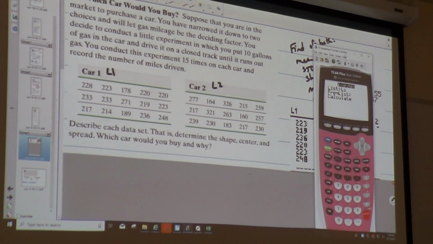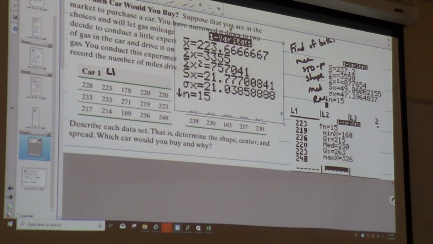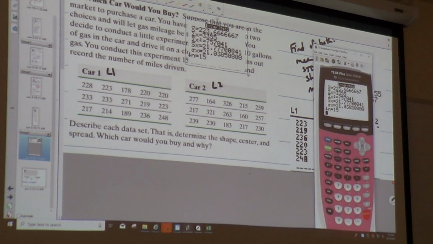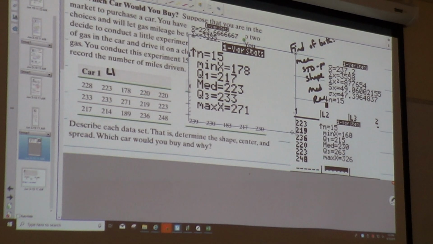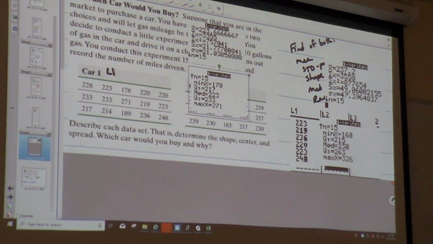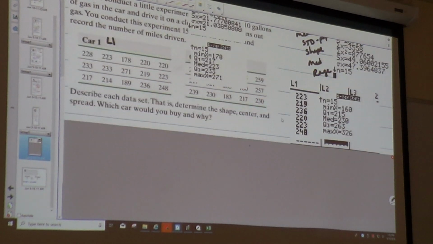This time I want to do L1, so I'm going to hit second 1 to get my L1 there. So this time it is only looking at the L1 data. So there's page 1 of car 1, and now I'm going to do page 2 of car 2, because this may be one of those questions that we were talking about that has 15 parts. So I'm going to make sure that I have everything there.